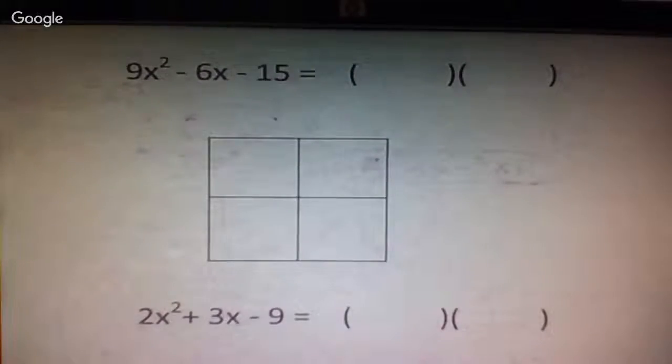Okay, take a look at this one. 9x squared minus 6x minus 15. Again, first thing, ask yourself, GCF. 3. Jackie says I can divide out a 3 evenly. Greatest common factor.